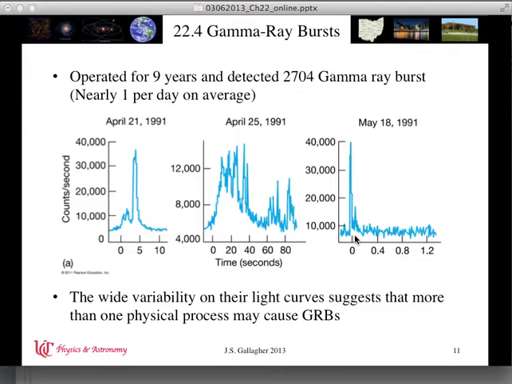So these things have a wide variation in the light curves that we actually see for these gamma ray bursts. And this wide variation may suggest that there are multiple physical mechanisms that actually bring them about. And we'll talk more about that here in a minute.